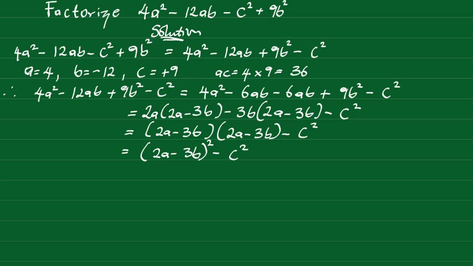It's not proper for us to leave an expression like this. This is not the end of this expression. This is not a final answer. Reason being that this expression is very much a difference of two squares. Therefore, we have bracket 2a minus 3b minus c, bracket close, bracket 2a minus 3b plus c, bracket close, as our final answer.